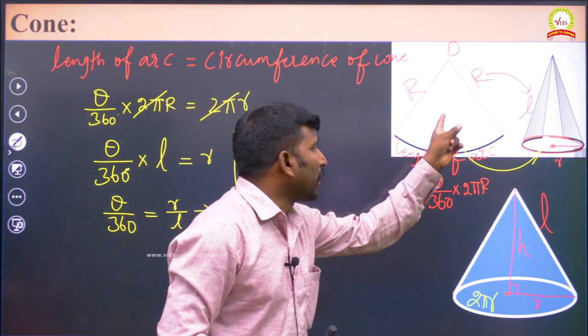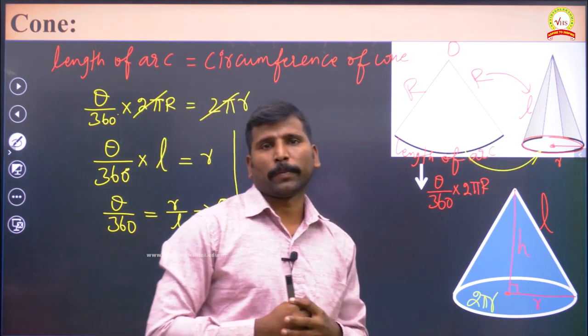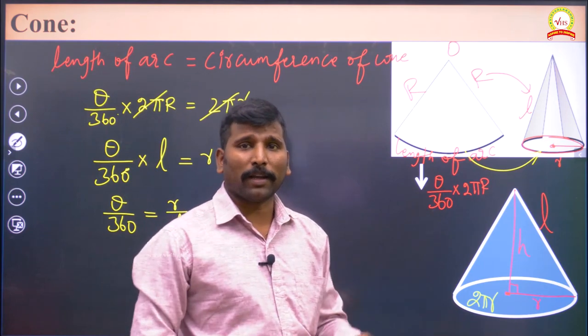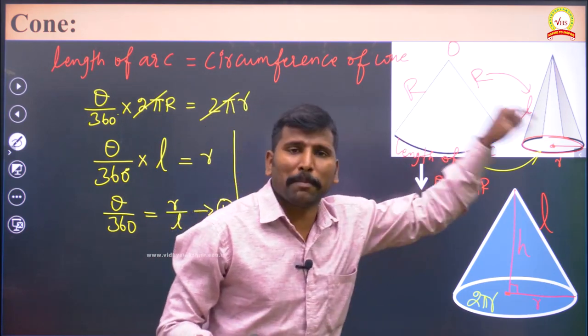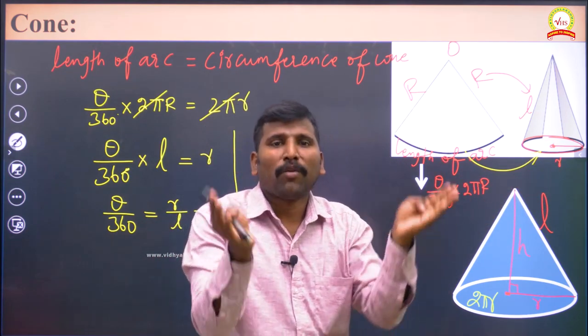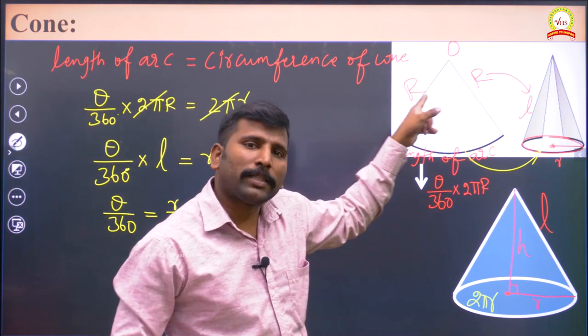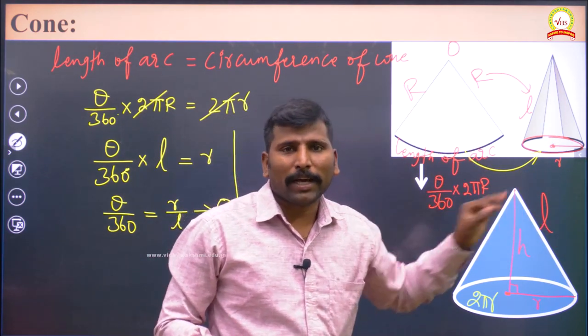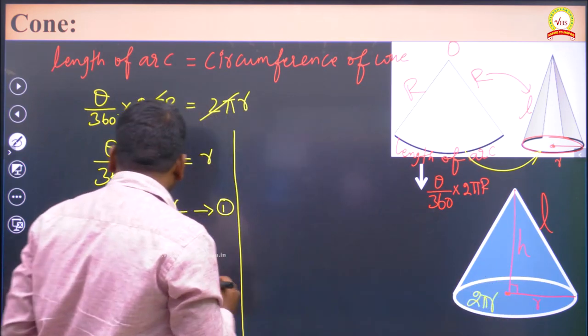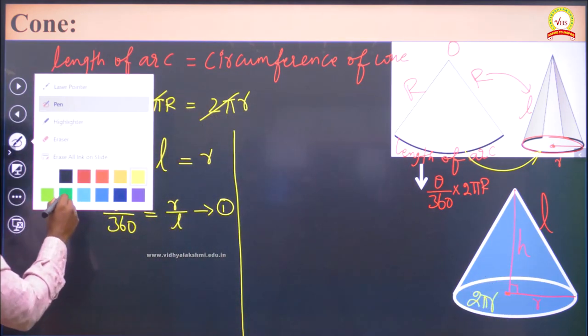Next, area of sector equal to area of cone. Why are both equal? Because I have folded the sector and converted it into a cone. So the area of the sector and the area of the cone are the same. Do you understand? That is what I am going to use here.